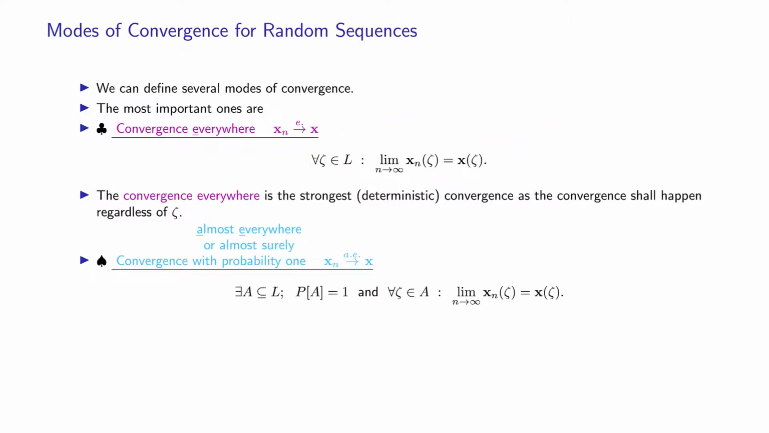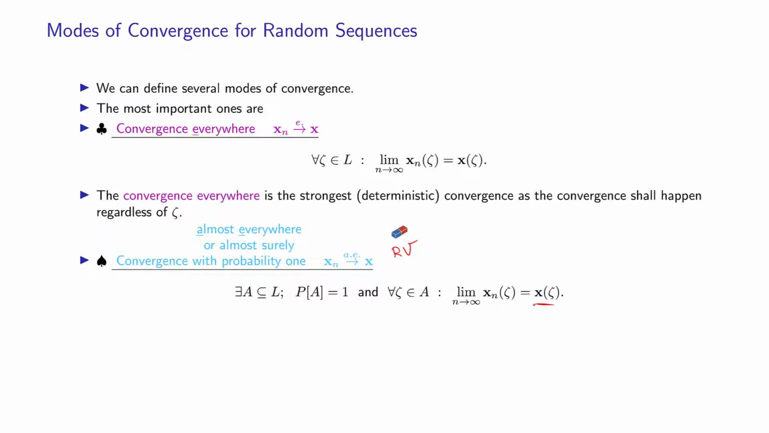The second type of convergence is much weaker than the previous one: almost everywhere. We say that a random sequence converges to X, a random variable. This is a random variable, and this is a random sequence. We say that this random sequence converges, and we denote it by an arrow with a.e., which means almost everywhere. Sometimes in the literature people say almost surely, or convergence with probability 1.